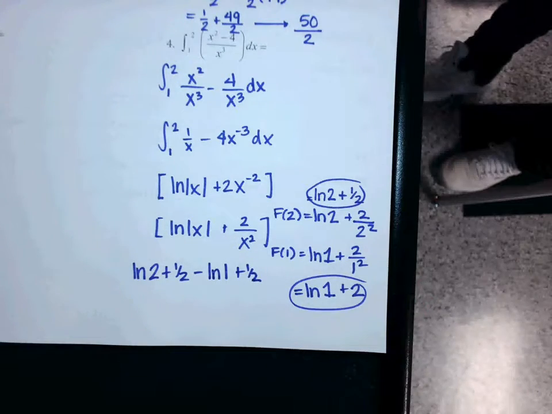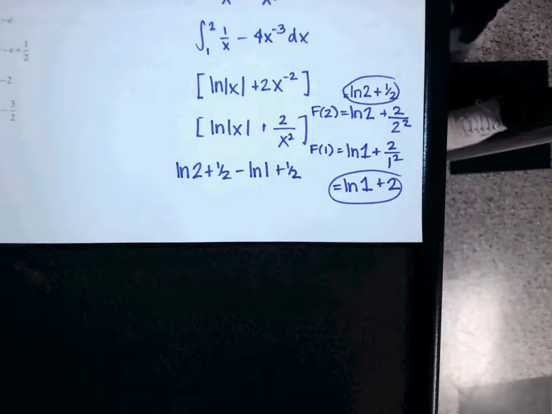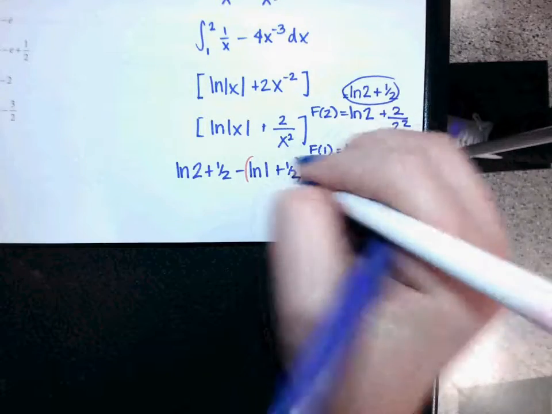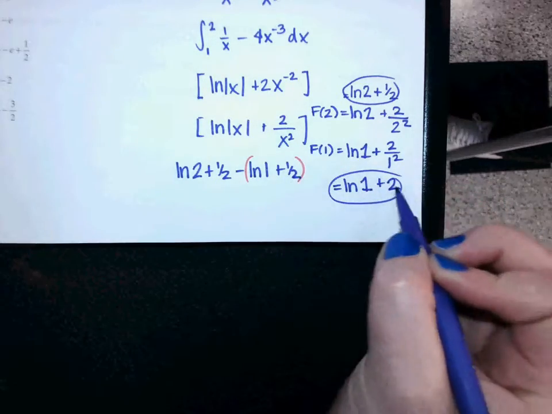Okay, what did I write incorrectly here? You have to put parentheses because I'm not only minusing the ln 1, I'm minusing the ln 1 and the half. Or I'm sorry, that wasn't a half, that was a 2. Sorry, I wrote that wrong. This should be a 2, yeah?